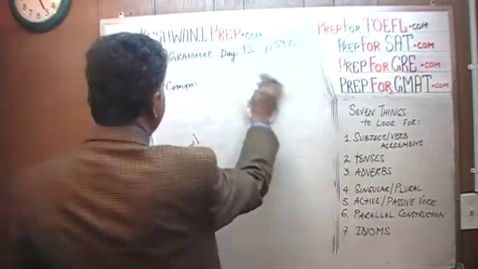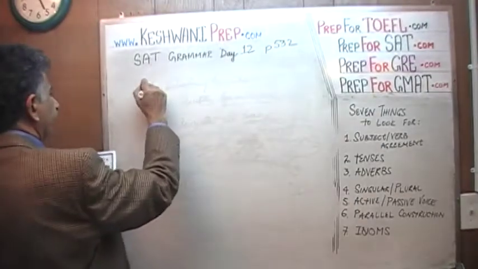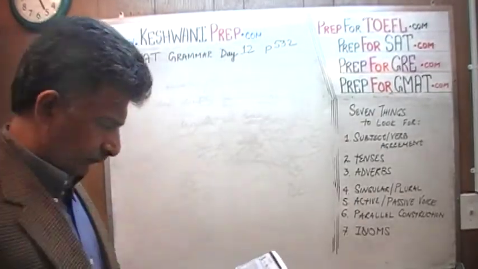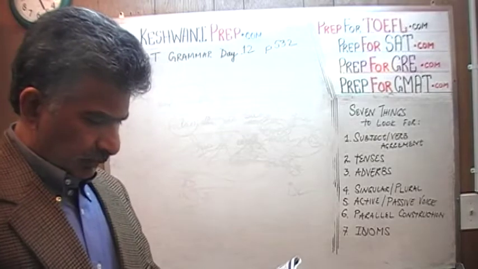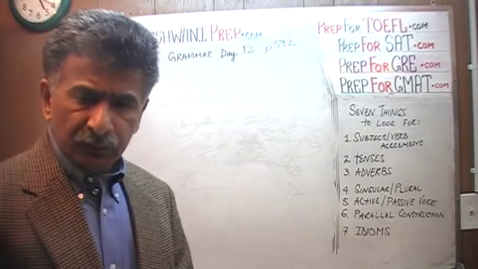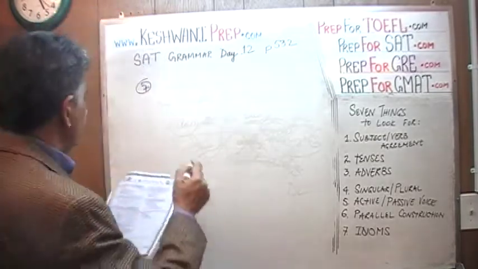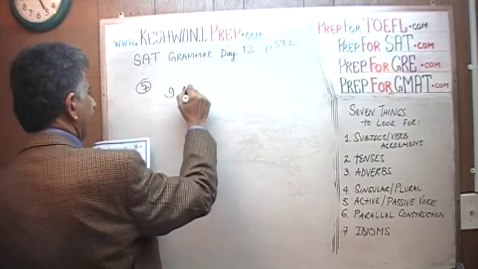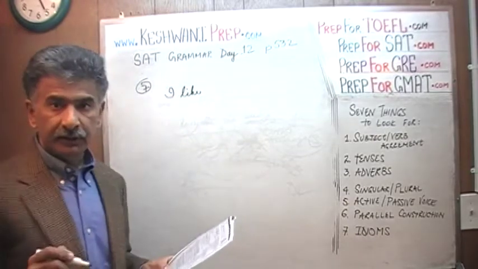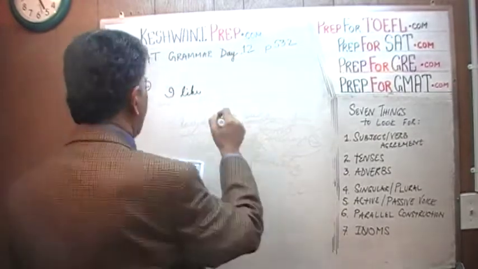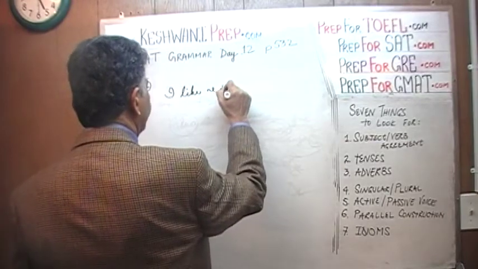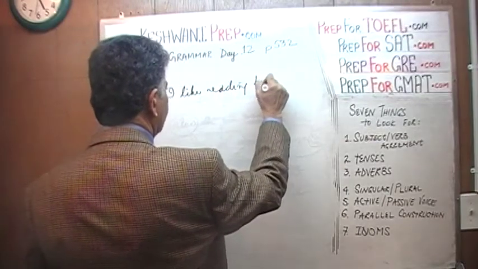Let's go on to the next one. Number 7. Tell you what, before we do number 7, let's do something else. Let's do this one. It says I like. I'm making it up. You understand? This is not in the book. I'm making it up. I like reading books.